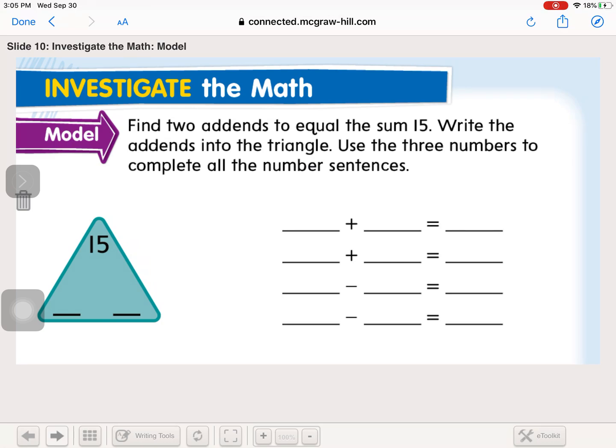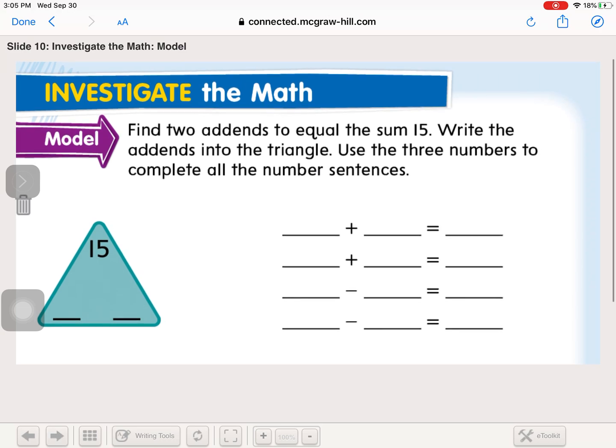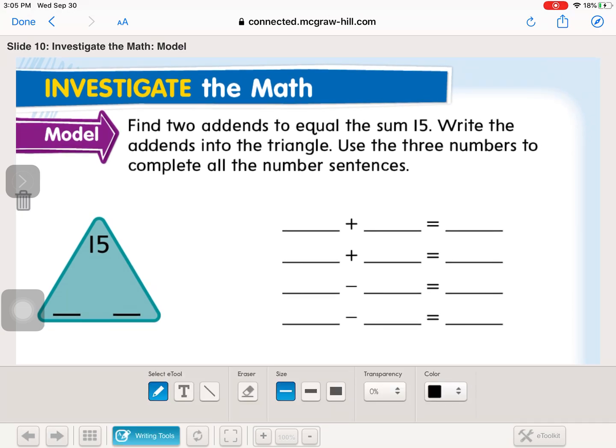All right, so we're going to use 2 addends to find the sum of 15. Write the addends into the triangle and then use the 3 numbers to complete all the number sentences. Now we've got a few options here. We could do 10 plus 5 equals 15. We could do 7 plus 8 equals 15. We could do 9 and 6 equals 15.